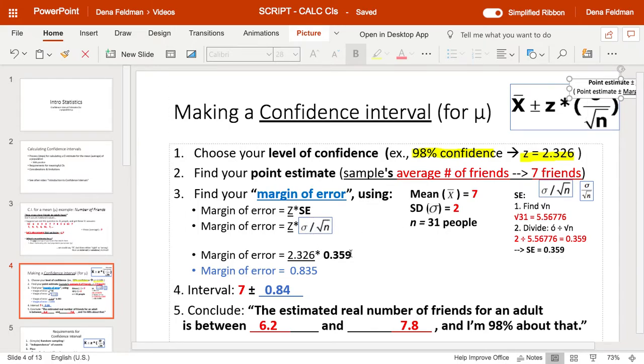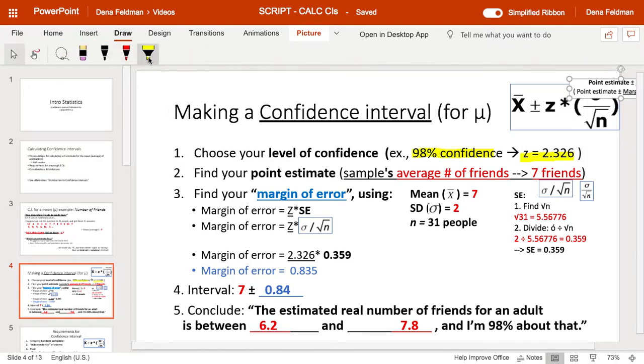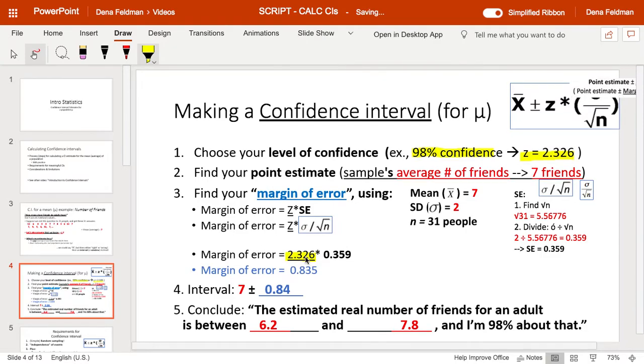This piece. So here I have that 0.359, and as we said before, I found that this is actually my z number. So I take the z number and I multiply it by this standard error that I found, and so ultimately the margin of error that I find is 0.835, and I rounded that to 0.84. It doesn't matter how much you round it or not.